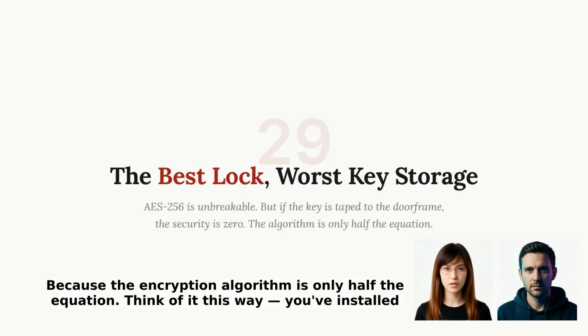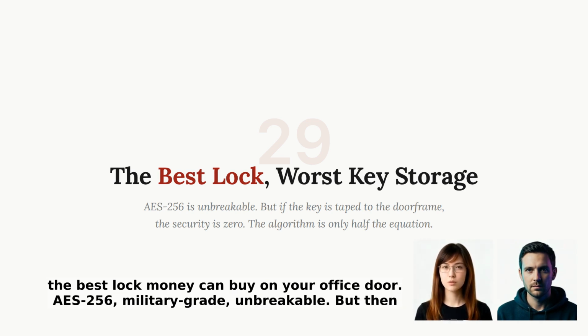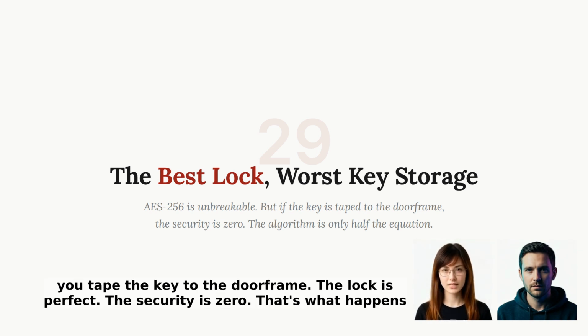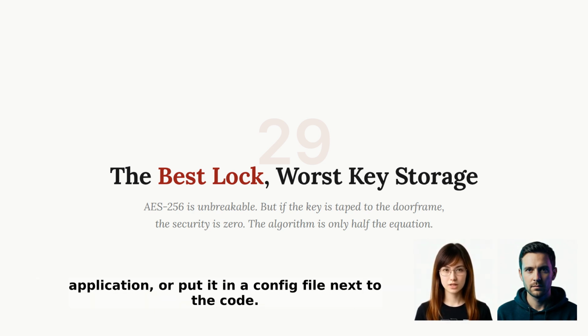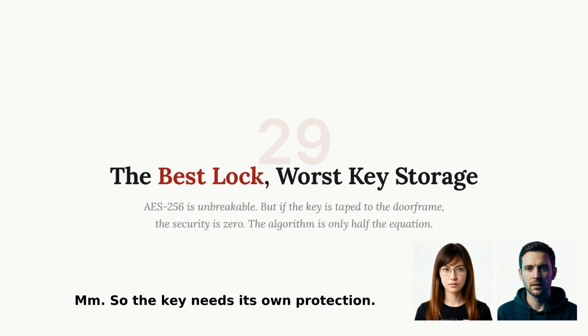Because the encryption algorithm is only half the equation. Think of it this way. You've installed the best lock money can buy on your office door. AES 256, military grade, unbreakable. But then you tape the key to the door frame. The lock is perfect. The security is zero. That's what happens when you encrypt data but store the encryption key in the same database, or hard-code it in your application, or put it in a config file next to the code. So the key needs its own protection.